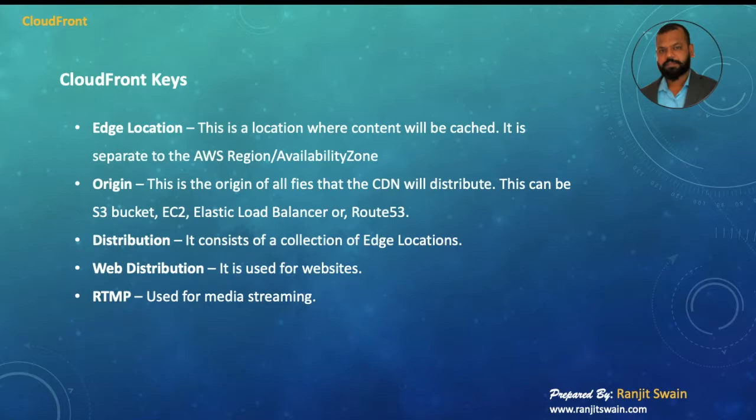Okay, and what is distribution? Distribution consists of a collection of edge locations. There are different types of distributions. One is web distribution, which is for websites. And RTMP is used for media streaming. RTMP is real-time media processing, used for media streaming.